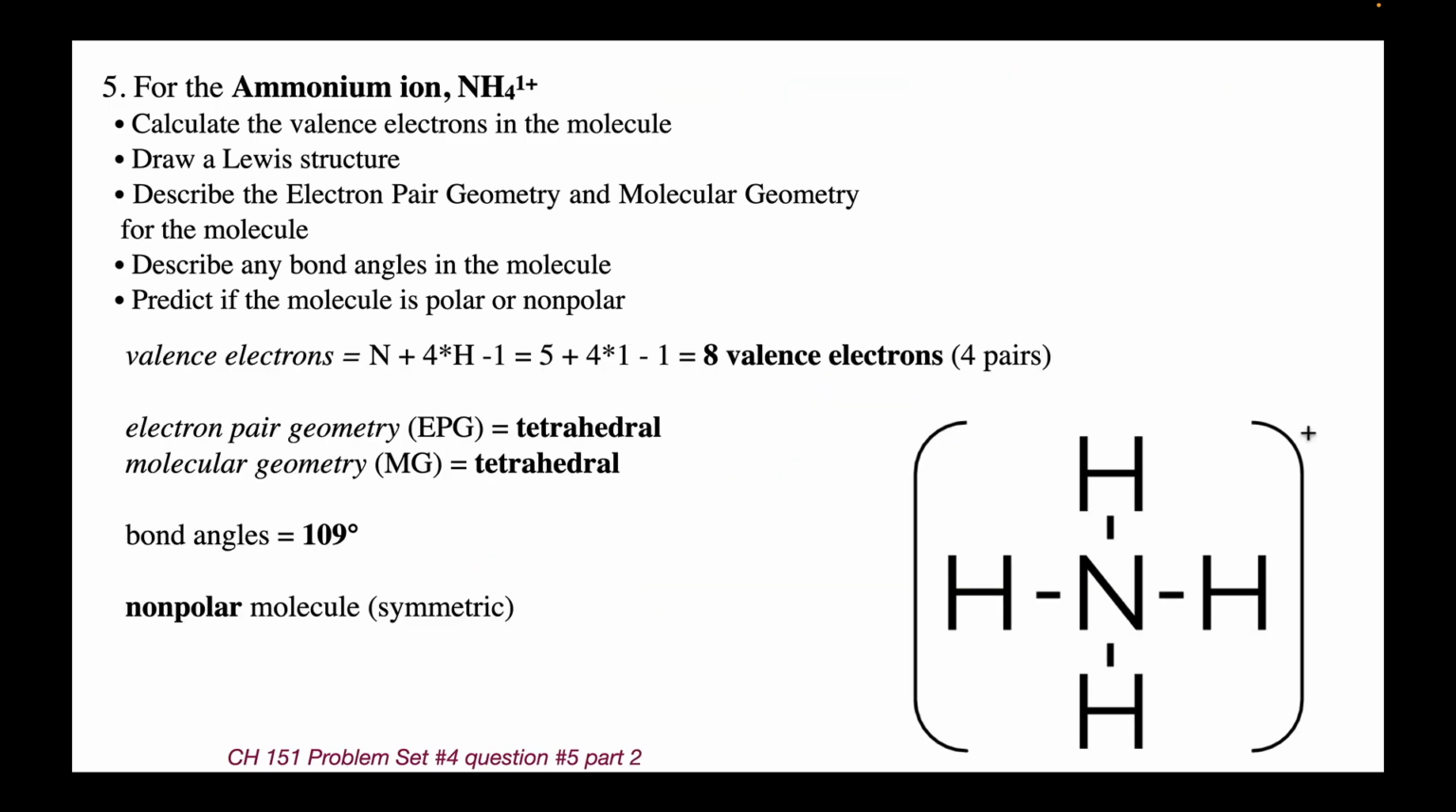Here's an example with some better pictures than the instructor can draw. And you can see once again that it's like 5 plus 4 minus 1, 8 valence electrons.